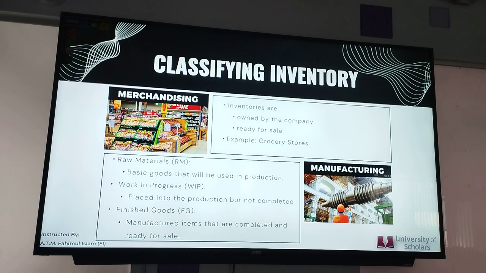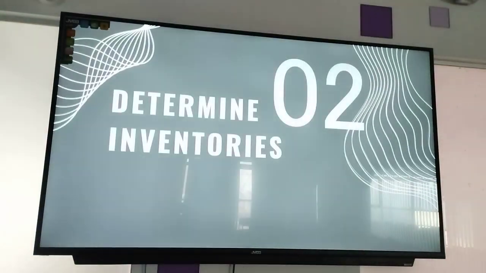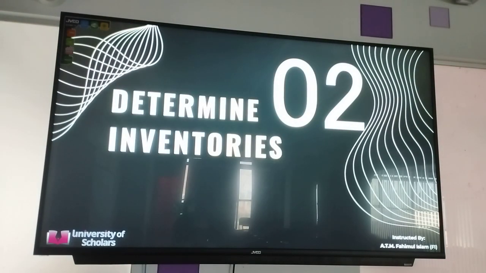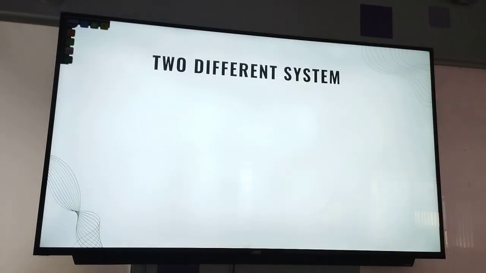So now let's determine the inventories. How will we determine the inventories? In basically two different systems. Let's learn those systems. We have learned those things in our previous classes. One is the perpetual system, and the other one is the periodic accounting system. The presentations and the mathematical methods are a bit different from each other. We'll be learning that, inshallah, in the next section.